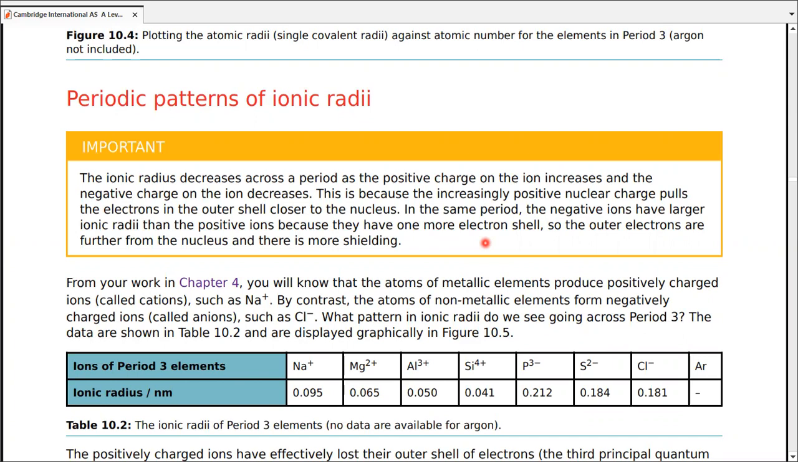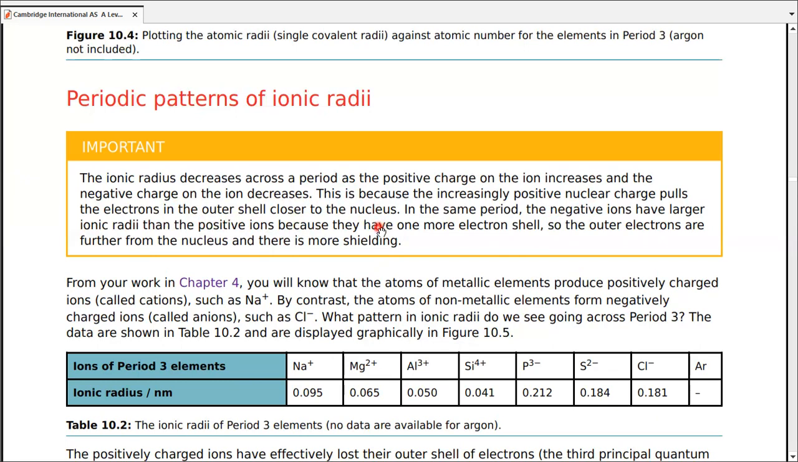Losing an electron might cause you to lose the entire shell. Gaining an electron might cause the outermost shell to expand a little bit. So these facts are going to change everything for positive and negative ions. So let's discuss this, starting with the most important part: the ionic radius decreases across a period as the positive charge on the ion increases and negative charge on the ion decreases. This is because increasingly positive nuclear charge pulls the electrons in the outer shell closer to the nucleus.